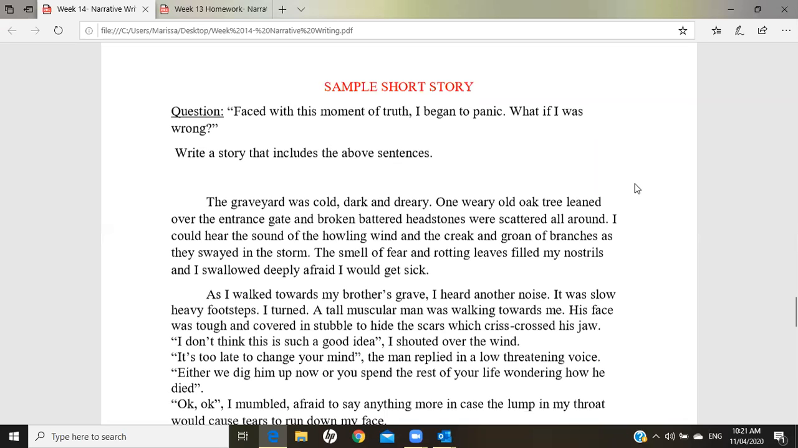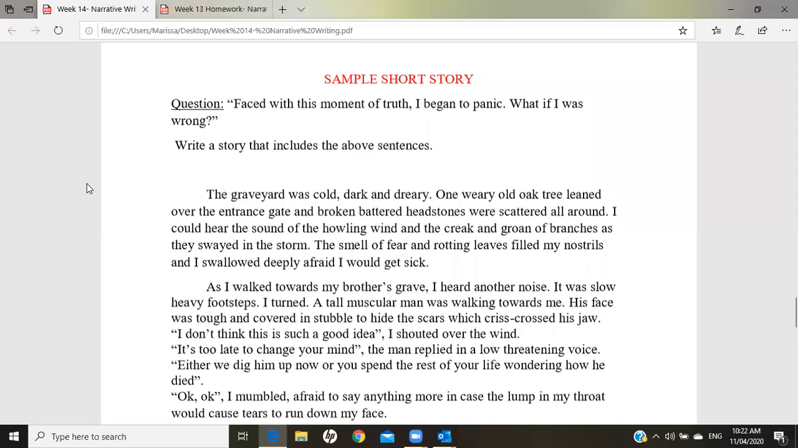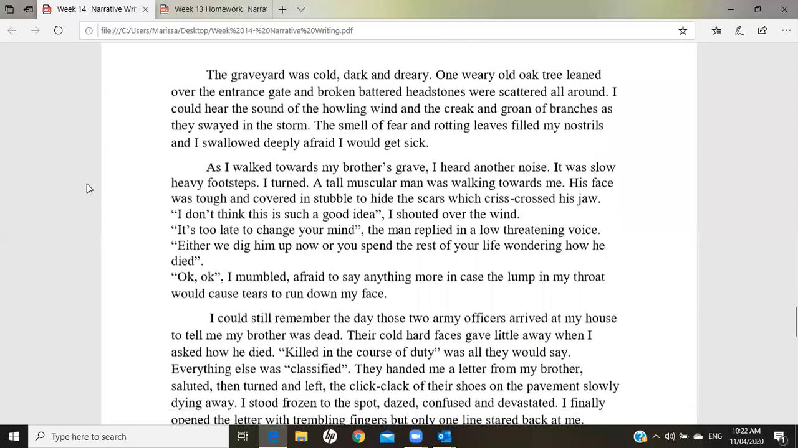So remember when the question says to write a story that includes the above sentences, it means that at any point in time in your story, you have to include these sentences just as they were. So, faced with this moment of truth, I began to panic. What if I was wrong? Write a story that includes the above sentences. So let's see what happened in the story.